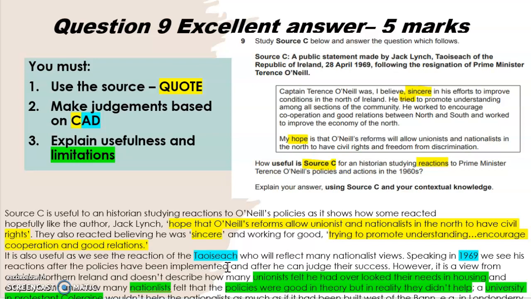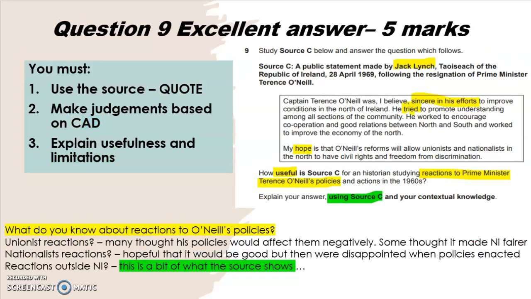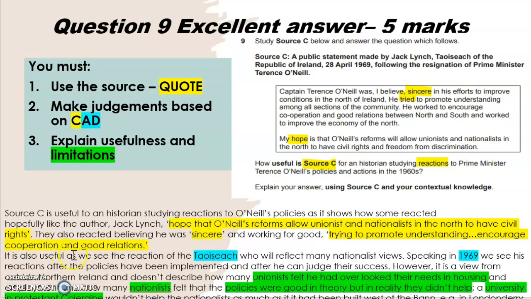However, this is not entirely useful because we see that it does not outline the Unionist reactions or indeed immediate nationalist reactions. And so we're able to suggest that it doesn't show Unionists felt he had overlooked their needs in housing and employment, and it doesn't show how nationalists thought they were good in theory, but it didn't help completely because a university in Coleraine was less useful to them than perhaps a university in another town.